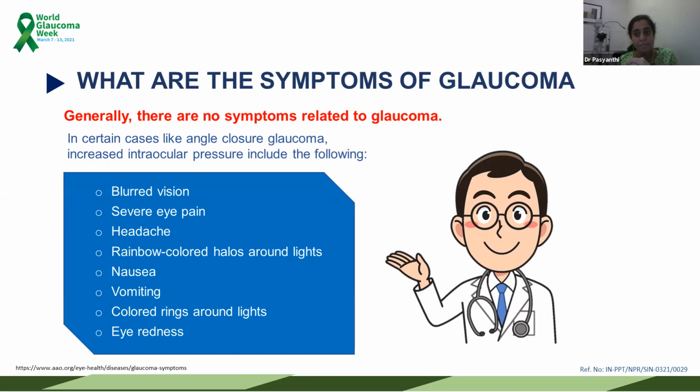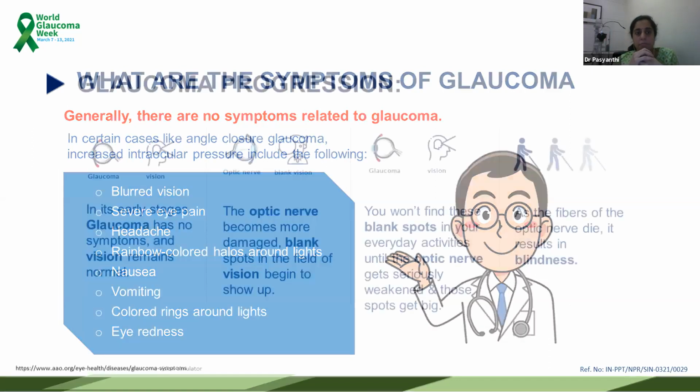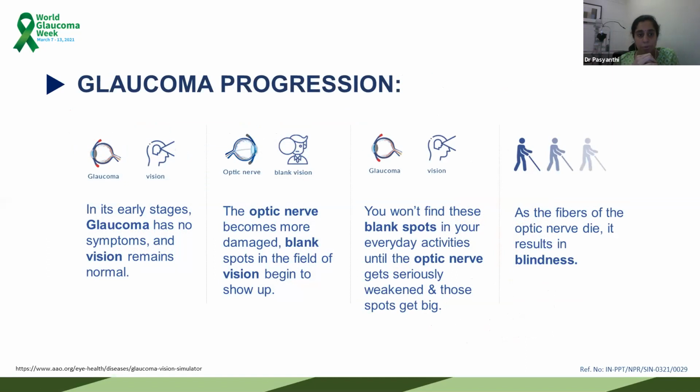But yes, in some types of glaucoma, like angle closure glaucoma, when there is a sudden rise in pressure inside the eye, there can be symptoms like blurred vision, severe eye pain, headache, and colored halos. That is, you can see rings of light around tube lights, and you can have nausea, vomiting, or eye redness.